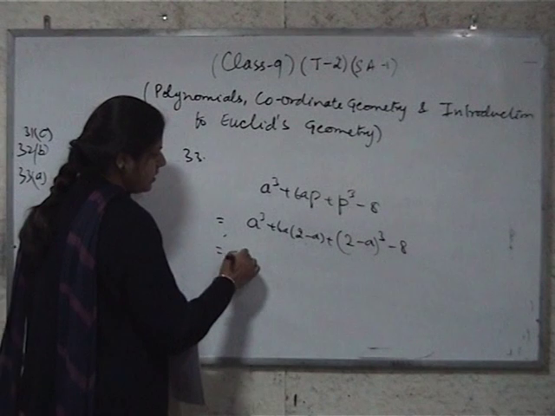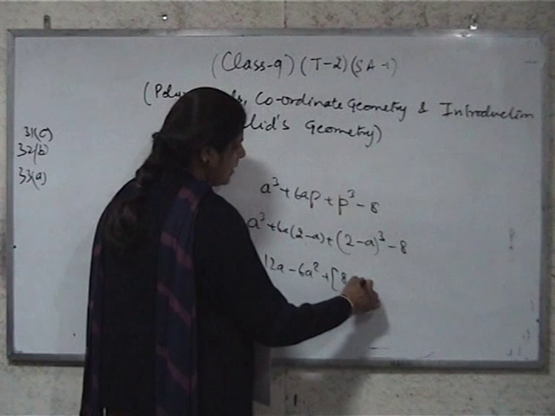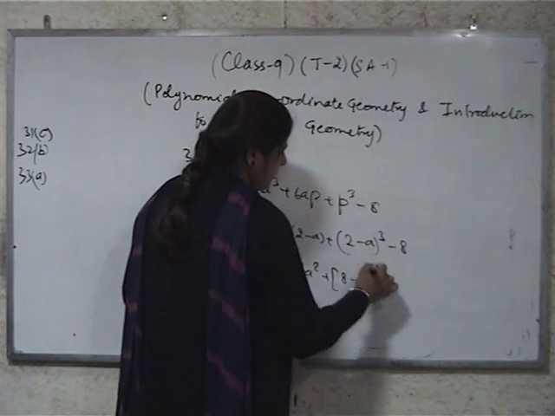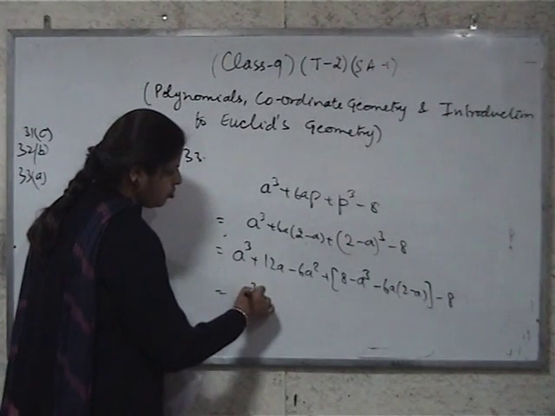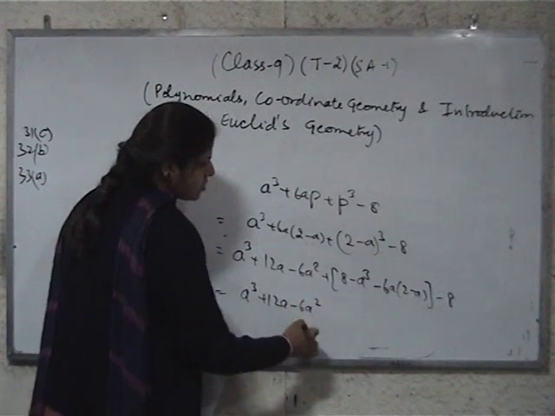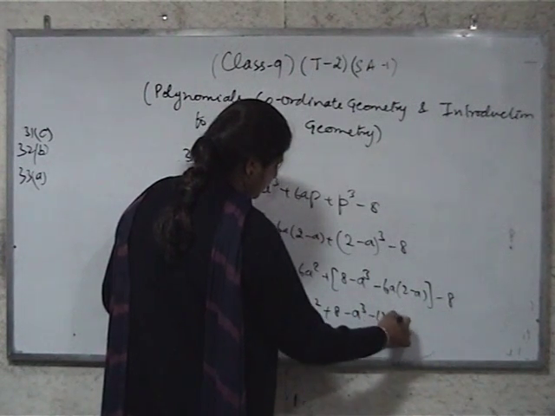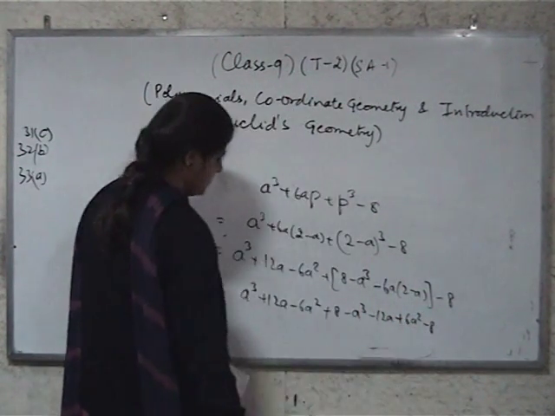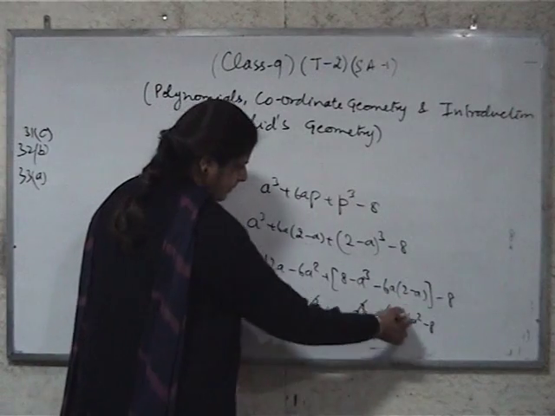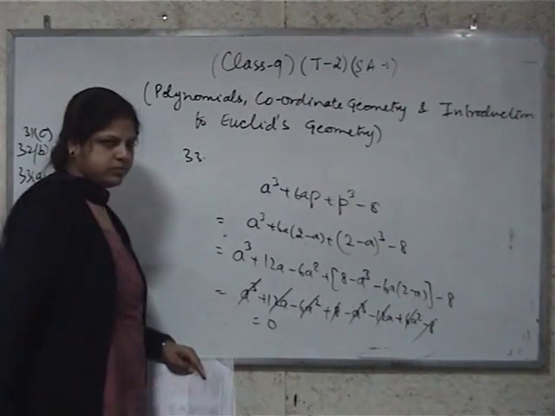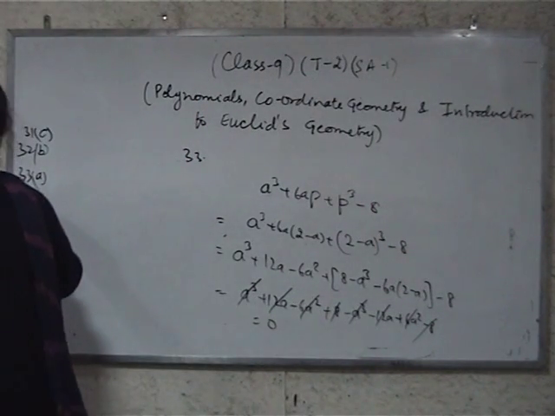Let me simplify this. A cube, 12a, 6a square. Here a cube minus b cube minus 3ab, a minus b minus 8. A cube plus 12a minus 6a square plus 8 minus a cube minus 12a plus 6a square minus 8. Look at it. A cube goes with this, 12a with minus 12a. So value of the expression here is 0. Next is question number 34 and answer for this is alpha.